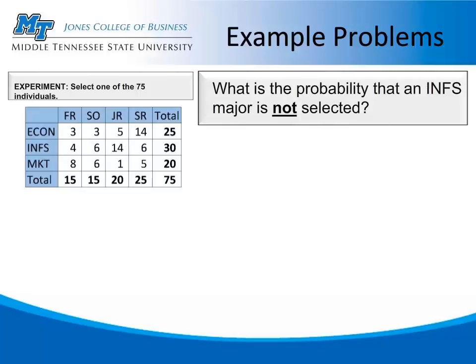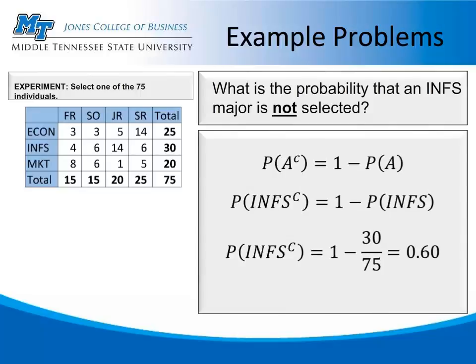Now, what is the probability that an information systems major is not selected? We just do not want an information systems major. The answer is on the next slide. Another way to state this was that you want anybody else except the information systems majors. Not is kind of a keyword for the complement. The probability of the complement is equal to 1 minus the probability of the event. So if you want the likelihood that you don't get an information systems major, you take 1 minus the probability that you do get an information systems major. And there are 30 information systems majors out of 75. So 1 minus 30 over 75 will give you the answer.